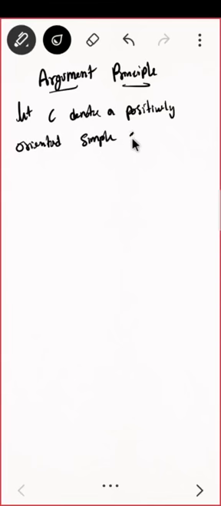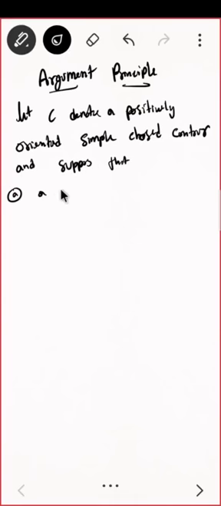So let C denote a positively oriented simple closed contour, and suppose that, first thing, a function f of z is meromorphic in the domain interior to C.